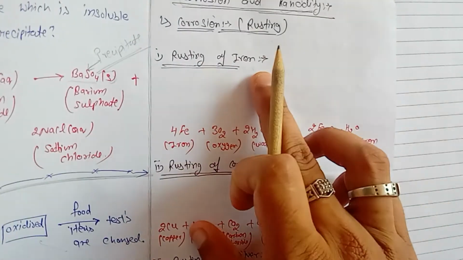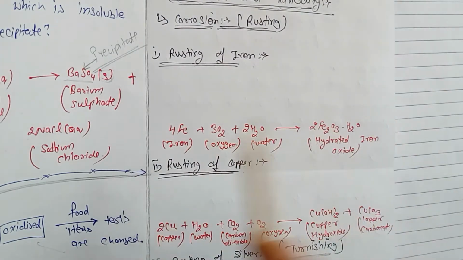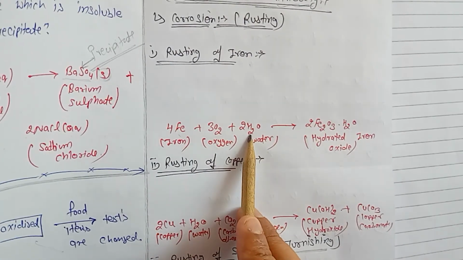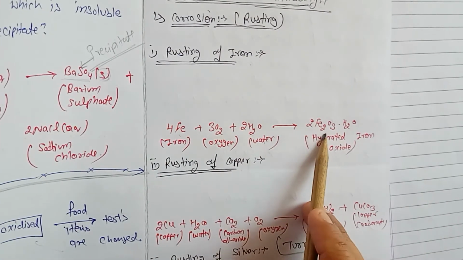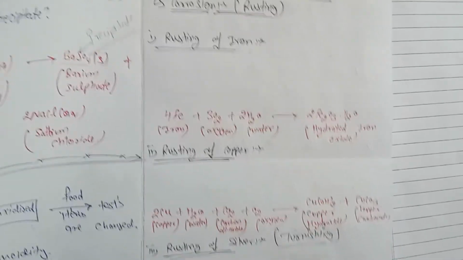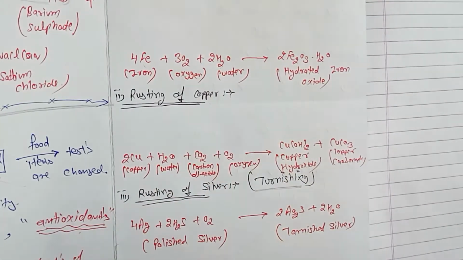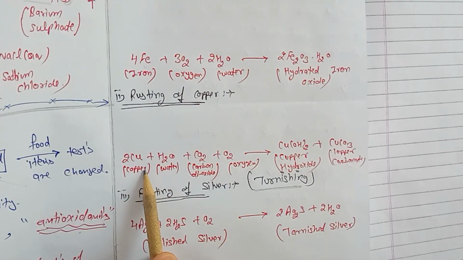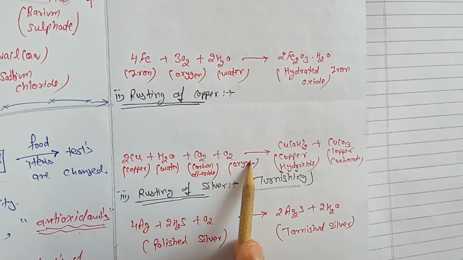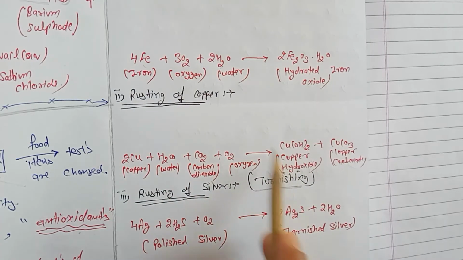Now rusting of iron, what can we say? In the rusting of iron we have seen that when iron reacts with oxygen in the presence of air, water, and moisture, it develops some rust, which is known as hydrated iron oxide. This is known as rusting of iron. What is rusting of copper? In the rusting of copper, metallic copper reacts with oxygen, carbon dioxide and atmospheric moisture and develops copper hydroxide and copper carbonate. This reaction is known as rusting of copper.